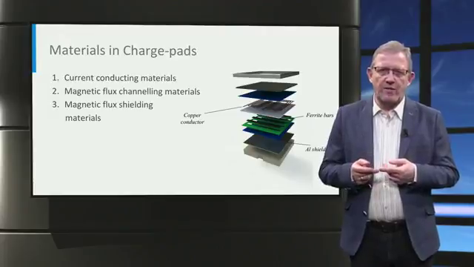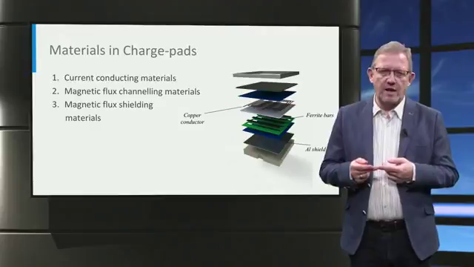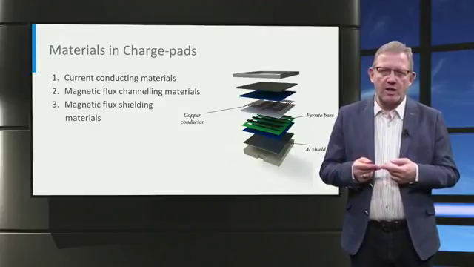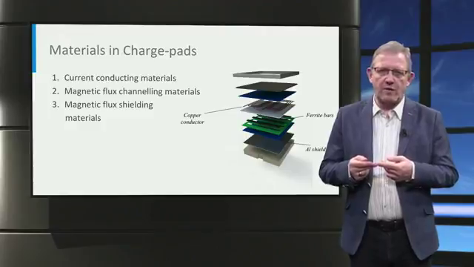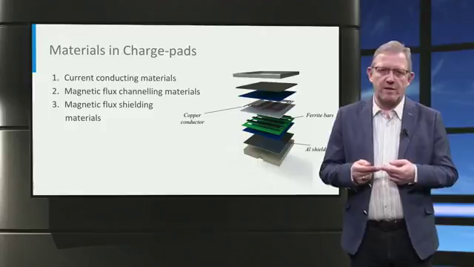Finally, magnetic flux shielding materials. An example of this is the aluminum layer below the ferrite bar. The use of the shielding material is that it prevents the magnetic flux from penetrating below the ground, thereby only permitting unidirectional flux movement from the ground pad to the vehicle pad.